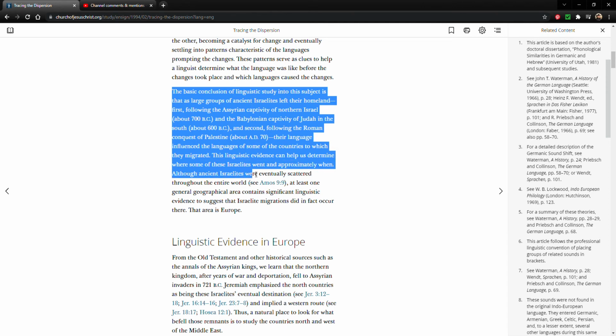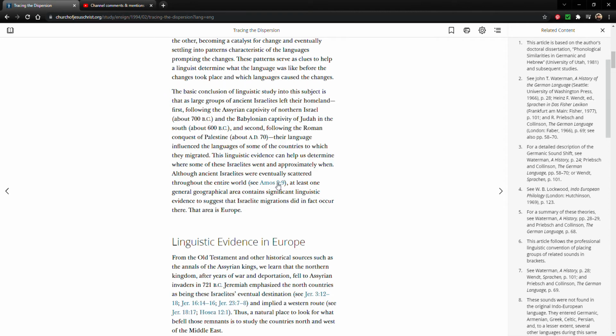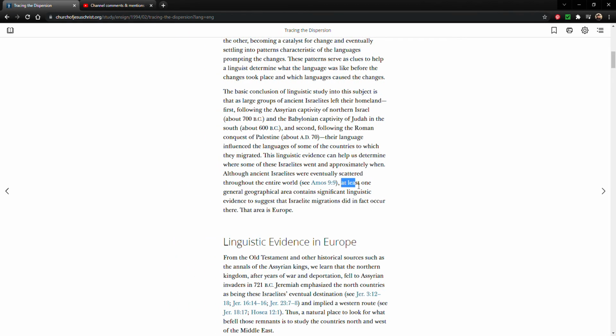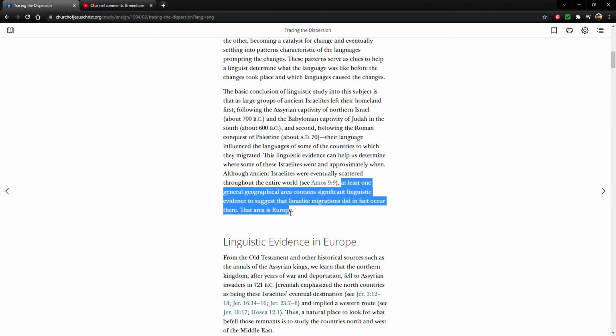Although ancient Israelites were eventually scattered throughout the entire world, see Amos 9:9, which let's go ahead and read. "For lo, I will command, and I will sift the house of Israel among all nations, even as corn is sifted in a sieve, yet shall not the least grain fall upon the earth." At least one general geographical area contains significant linguistic evidence to suggest that Israelite migrations did in fact occur there. That area is Europe.